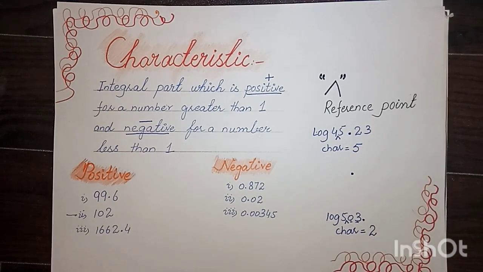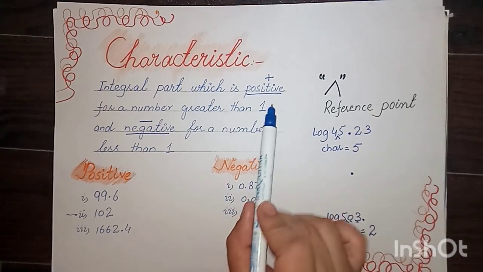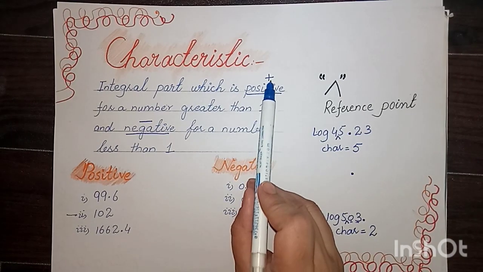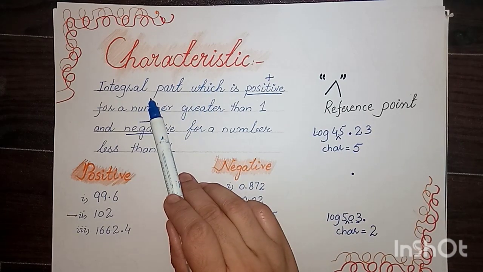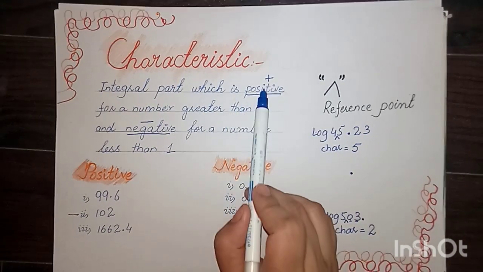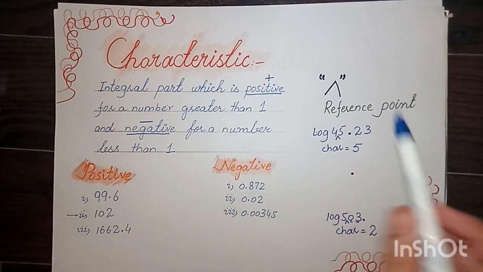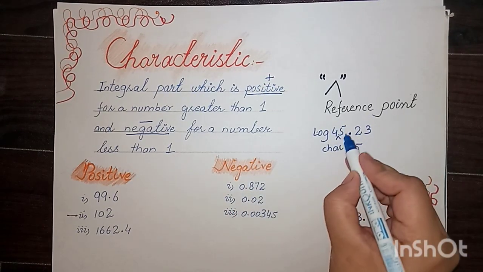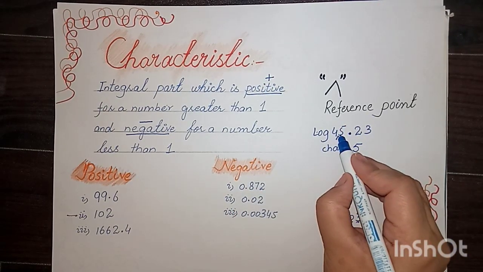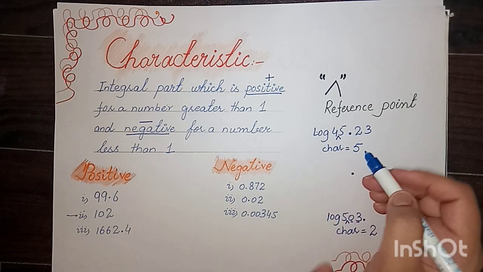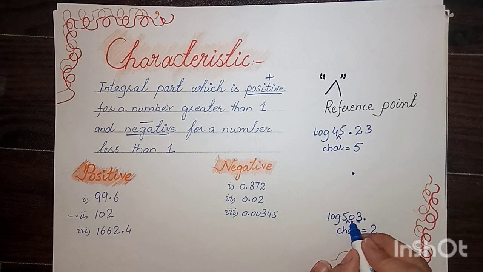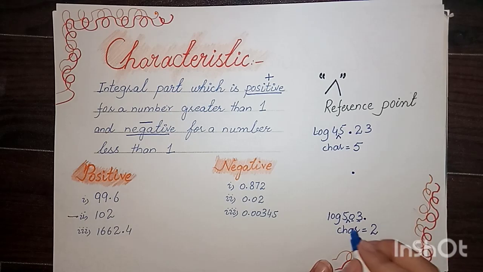Now the question is which sign we have to write, plus or minus. For an integral part greater than 1 we write the plus sign. This is the integral part of this question: 45 is greater than 1, so we will write plus 5. In the second question, 503 is also greater than 1, that's why we will write the plus sign.